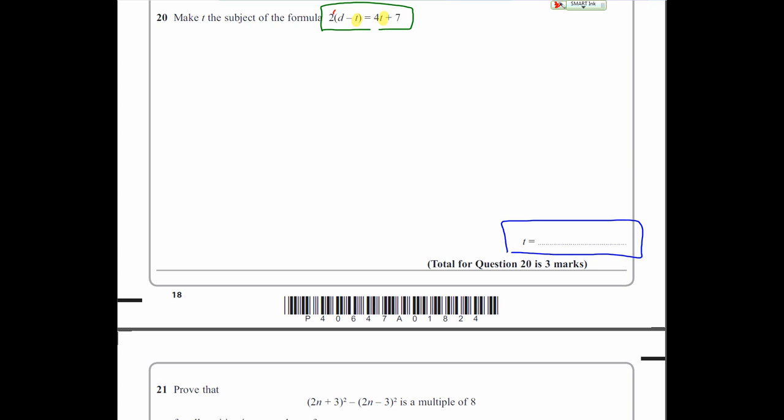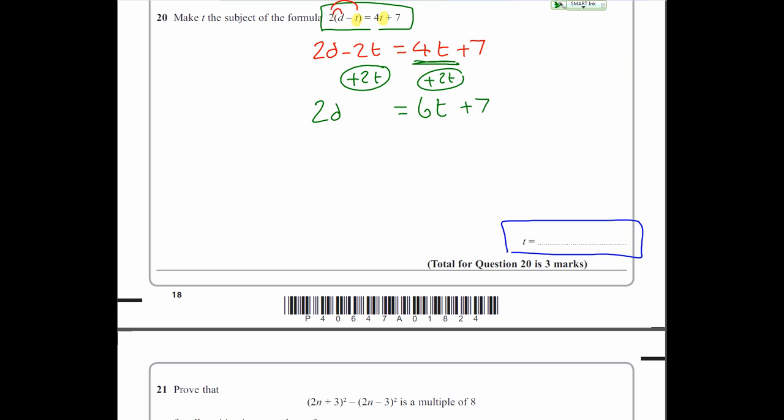Let's deal with the left hand side and expand out the bracket. 2d minus 2t, 4t plus 7. We want our letters on one side, our numbers on the other side. We've got more letters on this side, so what we're going to do is we're going to get rid of the letters on the left hand side. And all we're going to have left, when I say the letter, I'm talking about the t, the letter we're interested in. 6t plus 7.